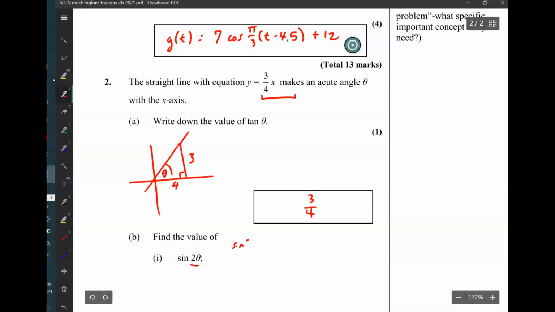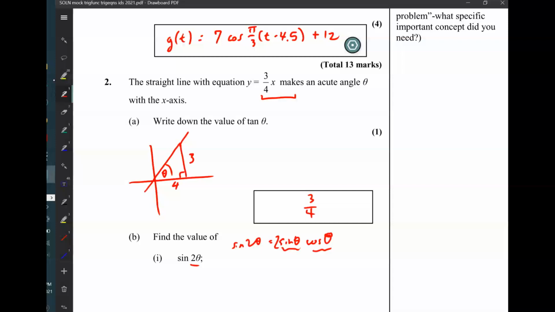There's a formula for sine 2 theta, which if we look at the formula sheet is 2 sine theta cosine theta. So if we know the value of sine theta or cosine theta, then we can figure out what sine 2 theta would be. Now, we know the value of tangent theta. Do we know the value of sine theta and cosine theta? Well, actually, if we look at the drawing we just made, we could use Pythagorean's theorem to find the unknown length of the hypotenuse, and then we could figure out sine theta and cosine theta from looking at the drawing.